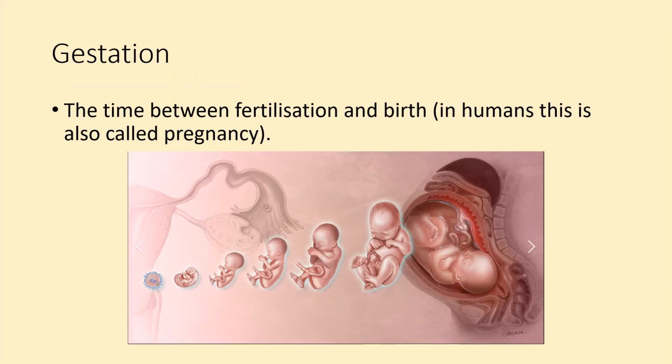So gestation is the time between fertilization and birth. In humans, this is also called pregnancy. You probably will have heard pregnancy, that's the everyday English word for when a woman is carrying a baby. But we also need to know the word gestation in science, because gestation applies to any species which carries the baby inside. Interesting fact, the gestation period in elephants is nearly 2 years as opposed to 9 months in humans.